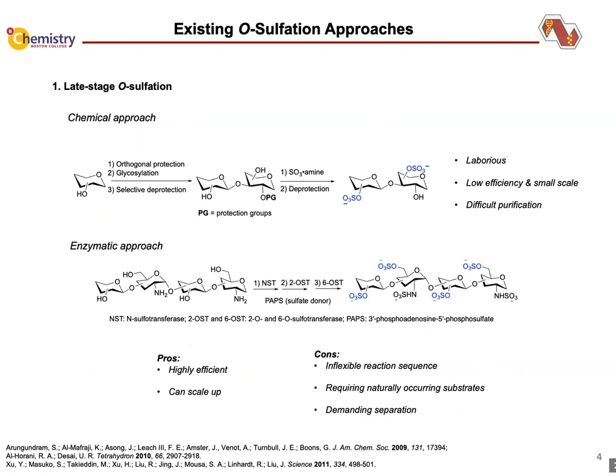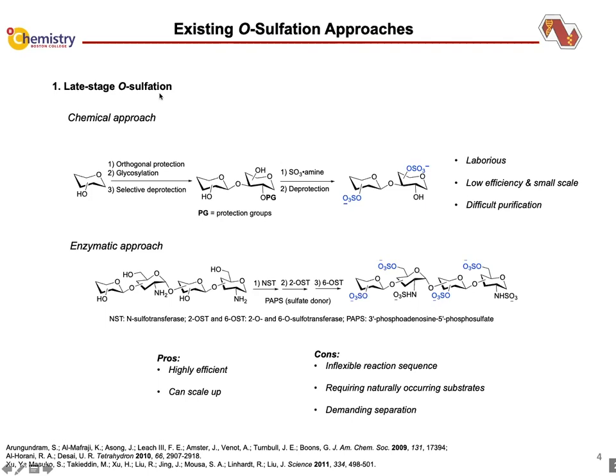And so how do we study their function as well as their structures? An important strategy to study the functional roles of sulfation is to generate probes and biomimetic molecules that can recapitulate the structures and the functions of those O-sulfated biomolecules in nature. In the effort of synthesizing O-sulfated molecules, there are mainly two strategies. One is the so-called late-stage O-sulfation. The other one is the early-stage O-sulfation.